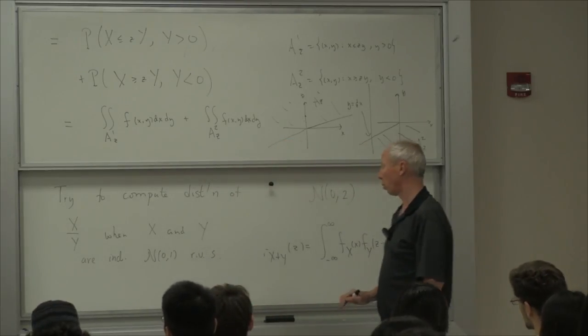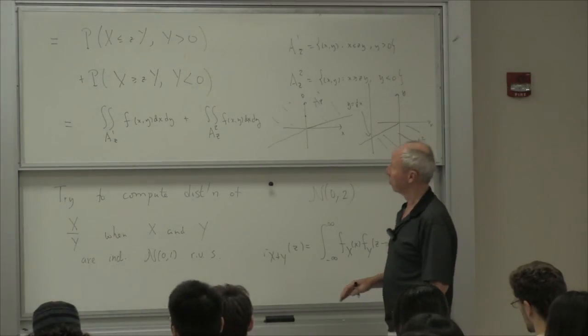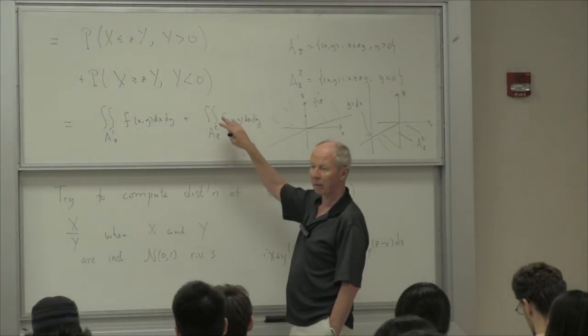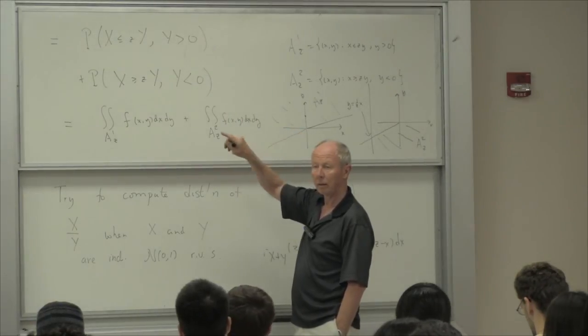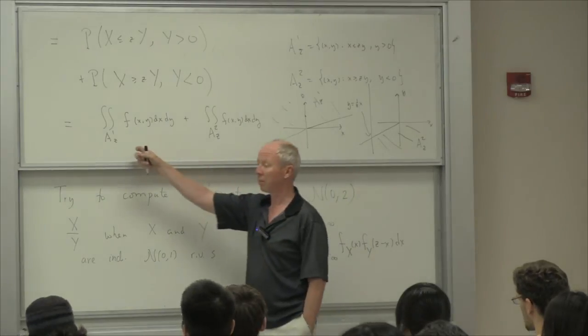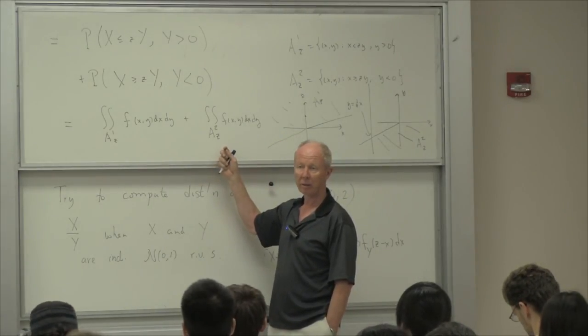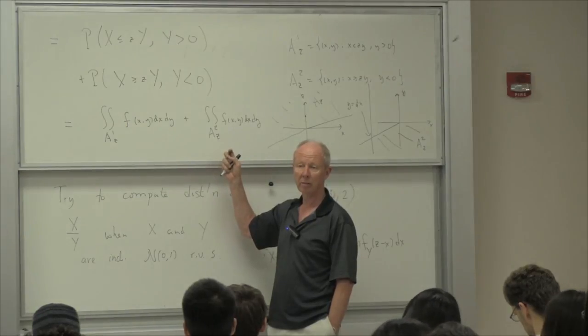When x and y are independent normal 0, 1 random variables, what's the distribution function of x over y? So you'd use this formula here. You could differentiate in z. You set up the integral with limits that depend on z. Differentiate with respect to z. That'll give you the density function.